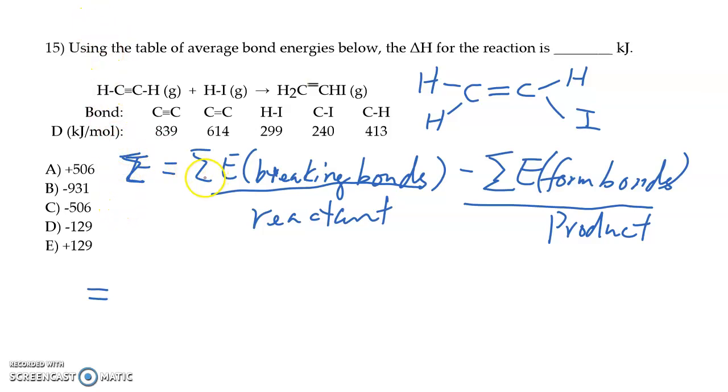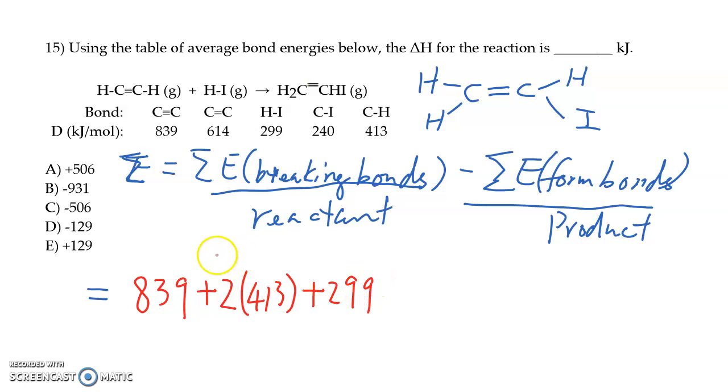Okay, let's do it. For the energy needed to break the bonds over here, I have to break 1 CC triple bond, and that is 839 kilojoules per mole. And I have to break 2 of the CH bond. So I plus 2 times the CH bond, 413. I also need to break the HI bond over here. So I plus HI, which is 299. Okay, so that's all the energy required to break the bonds.